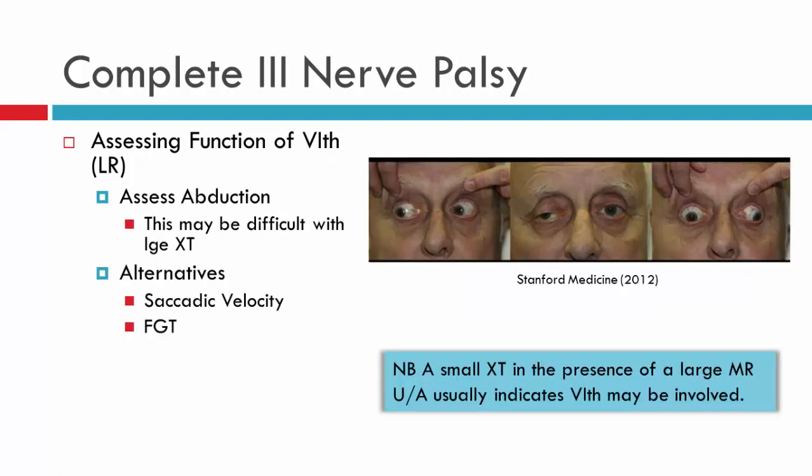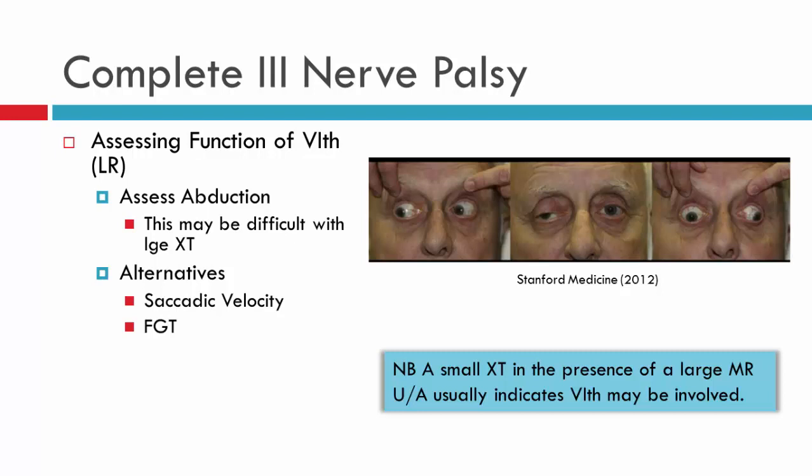Okay, you may also have issues assessing the sixth nerve or the lateral rectus where you have a patient with a very large exotropia. So in this instance, if in doubt whether the lateral rectus is functioning and whether abduction is full versus the eye is already almost completely abducted because of the exotropia, then have a look at saccades or have a look at force generation tests to determine whether that lateral rectus is functioning okay.